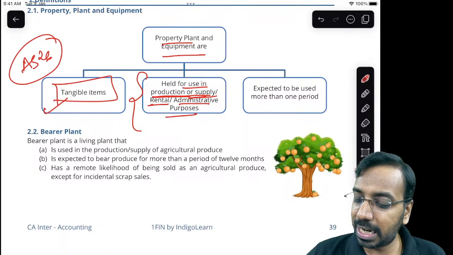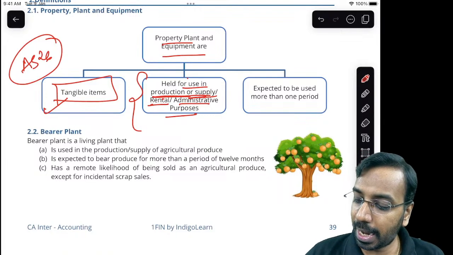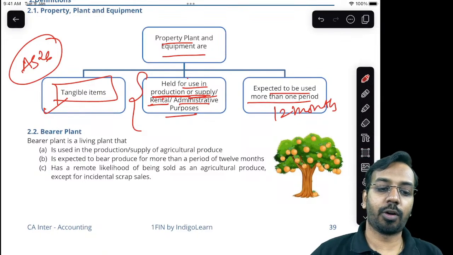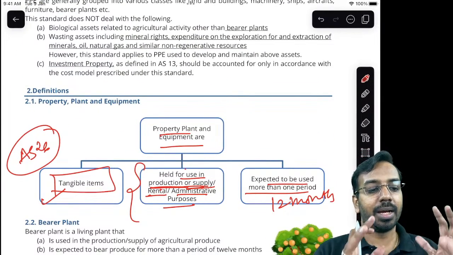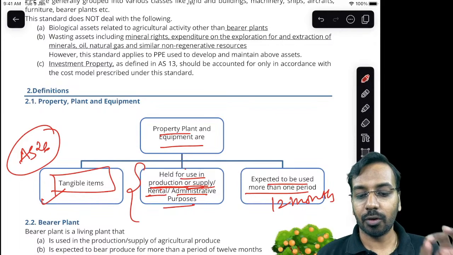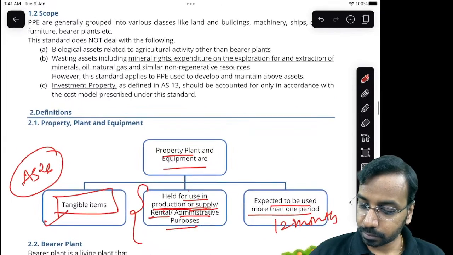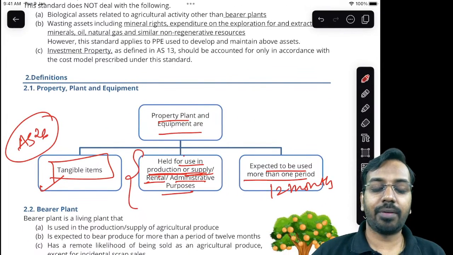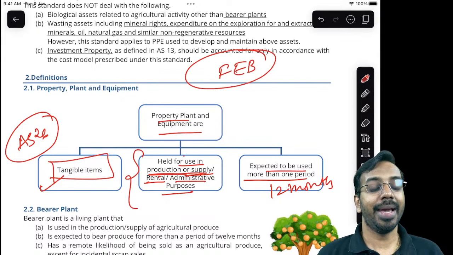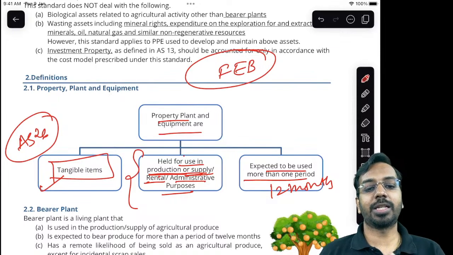So they have to be tangible. They are held for use in production or supply of goods, for rental to others, for administrative purposes. And they are expected to be used for more than one period, or for a period of more than 12 months, or for more than one accounting period. So PPE is basically tangible items used for more than one accounting period, held in the production or supply of goods or services, for administrative purposes and for rental to others. Now, one thing you have to understand is, whenever we recognize property, plant and equipment, they must give me future economic benefits. Only if I get future economic benefits can I recognize the item as property, plant and equipment.